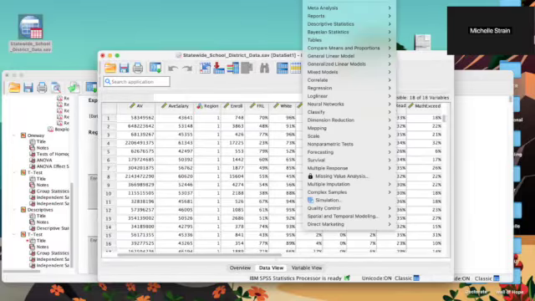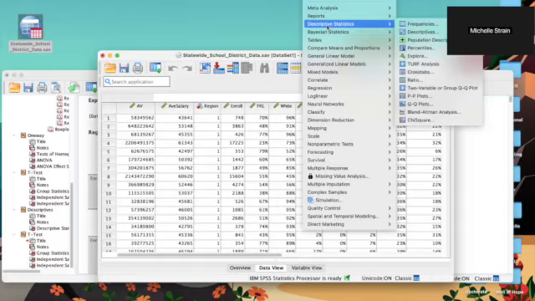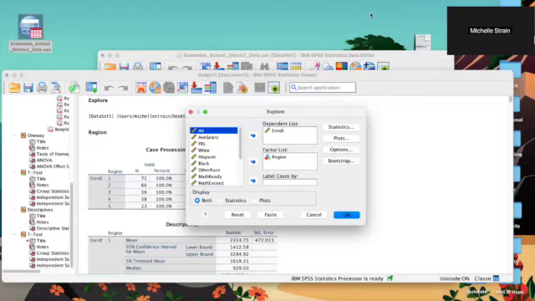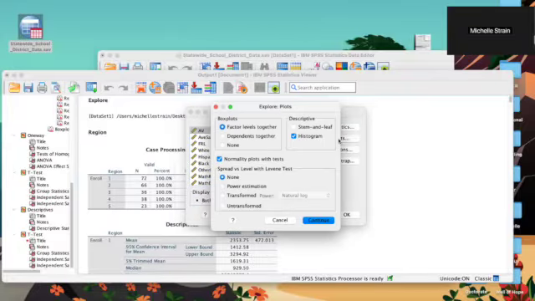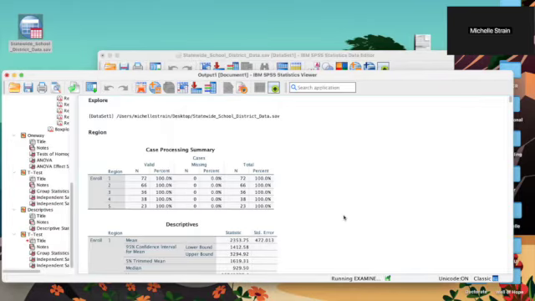So we're going to go up to Analyze. We're going to go to Descriptive Statistics. Then we're going to go to Explore. And when we are there, we're going to look at our dependent list, which we've already preset as enroll, and our factor list as region. Next, we're going to click on plots. We're going to make sure the histogram button is checked and not stem and leaf. We want to make sure the normality plots with tests is checked. And then we're going to continue and click OK.